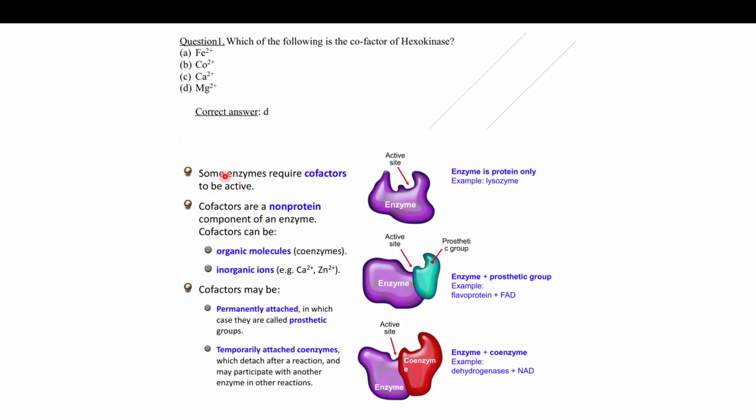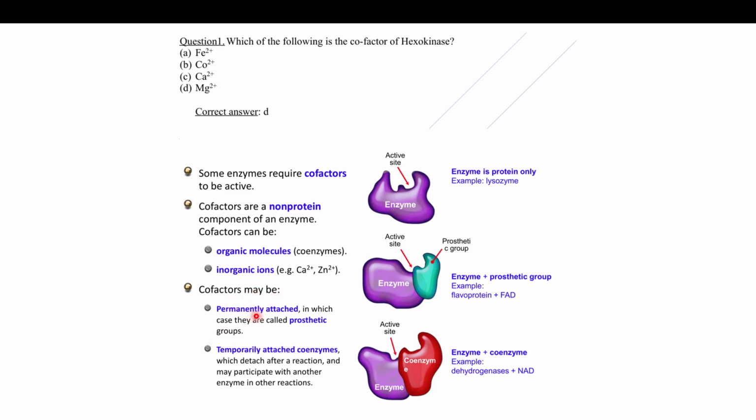Okay. Now, some enzymes require cofactors to be active. If this is the enzyme, there is an active site. The enzyme is protein only. An example is lysozyme. And cofactors are non-protein components of an enzyme. Cofactors can be organic molecules, in which case they are called coenzymes. They can be inorganic ions like calcium or zinc or magnesium, etc.